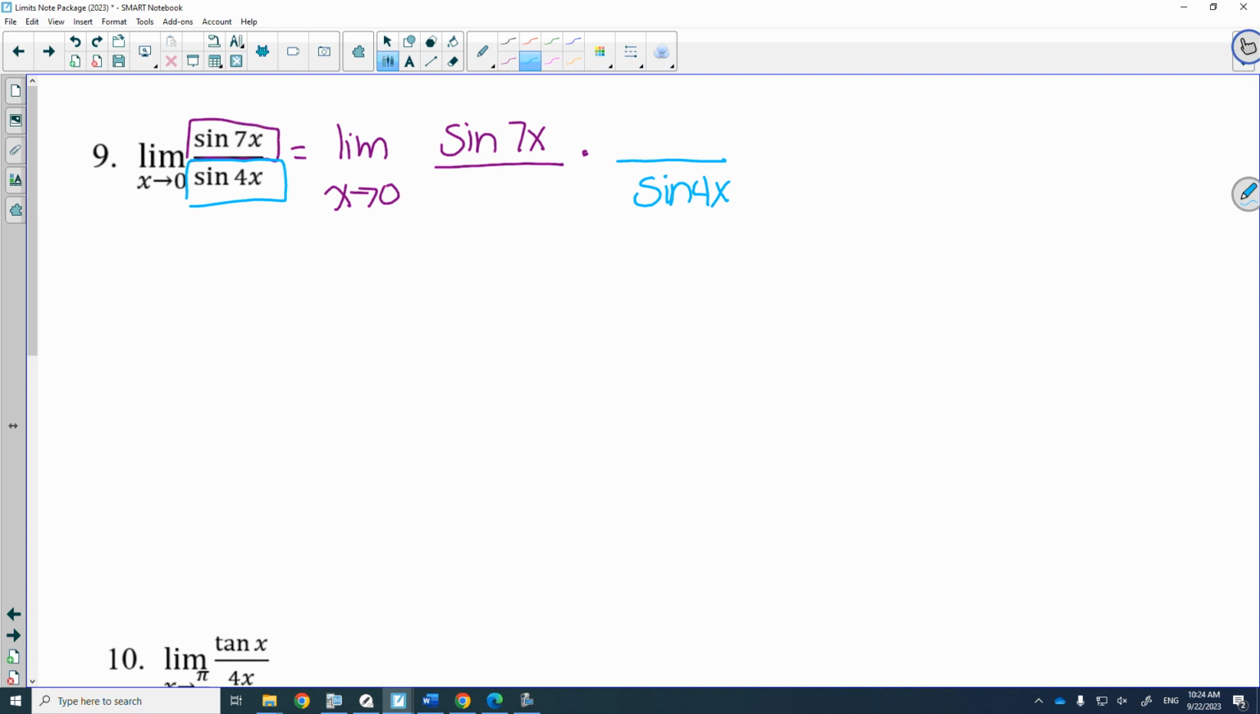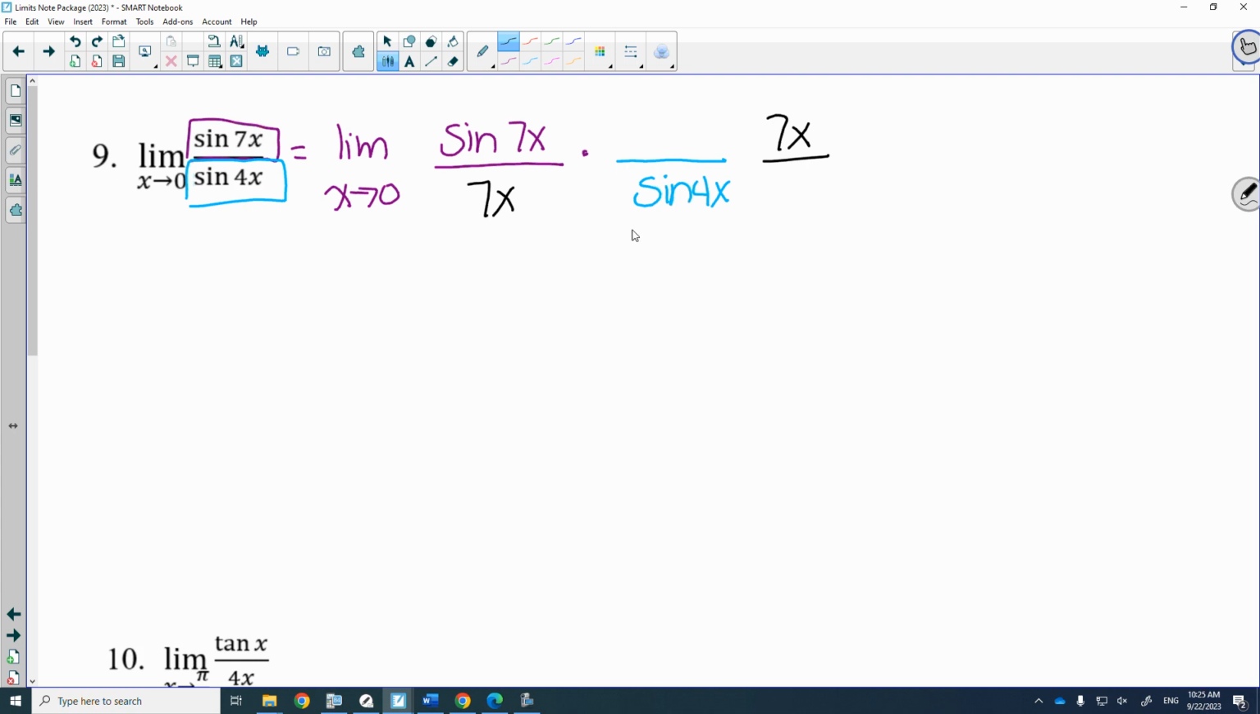Okay, so why am I separating it? Well, I'm always looking for the case sine of x over x or sine of 7x over 7x. So if I introduce a 7x down here, I like this because this becomes that case and that limit is going to be equal to 1. But you can't just introduce a 7x in the denominator. If you do that, you have to balance it out by having a 7x in the numerator. So if I'm going to put a 7x down here, I need to put a 7x up here.